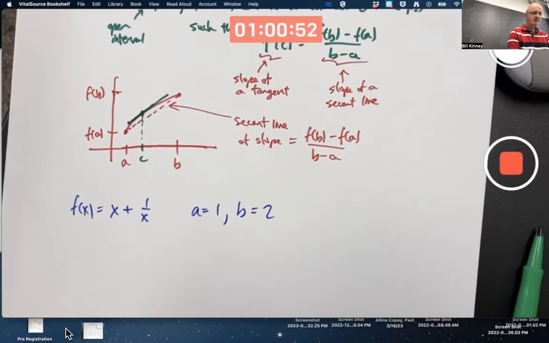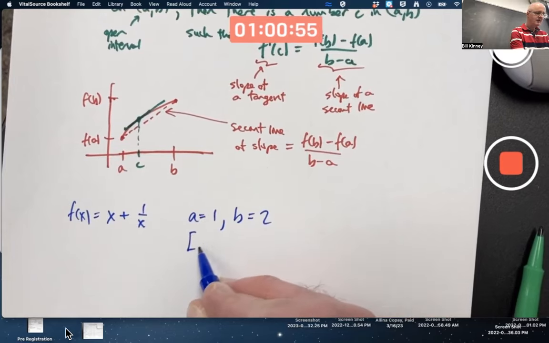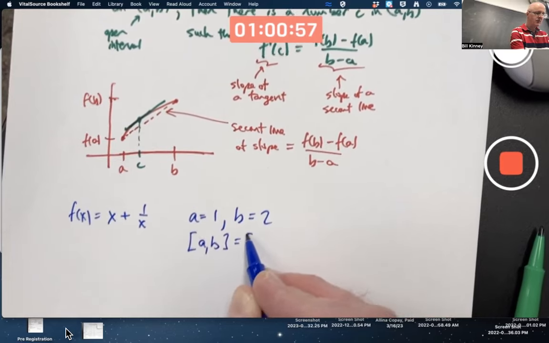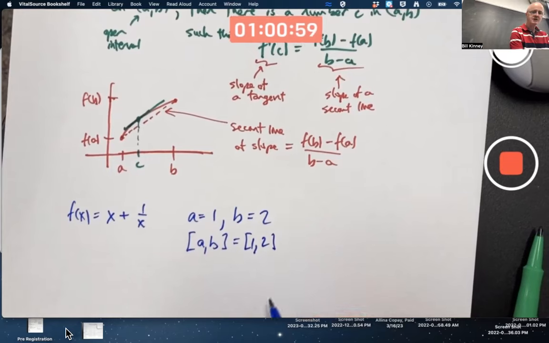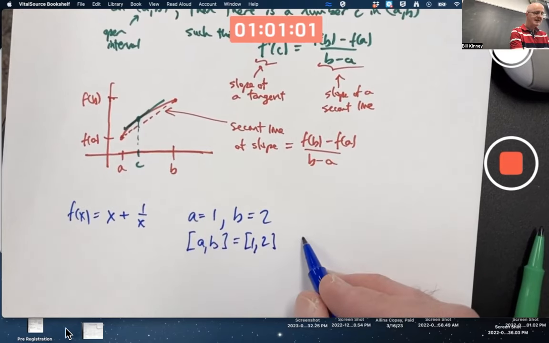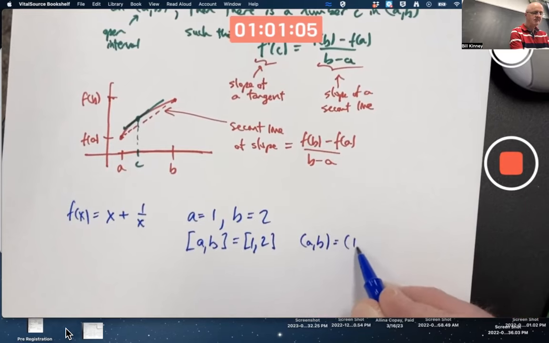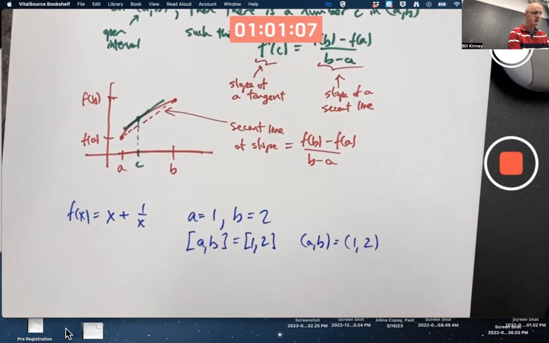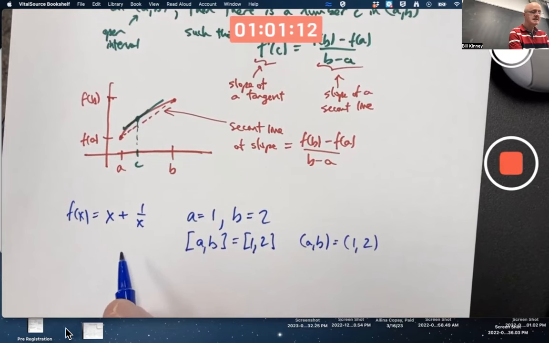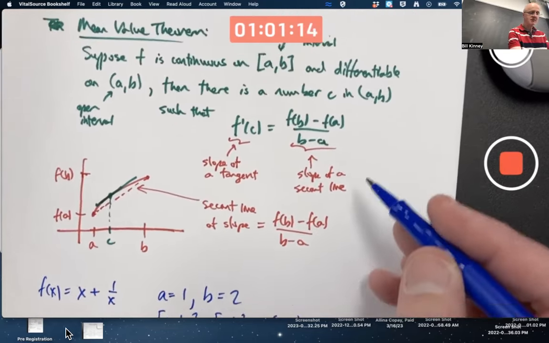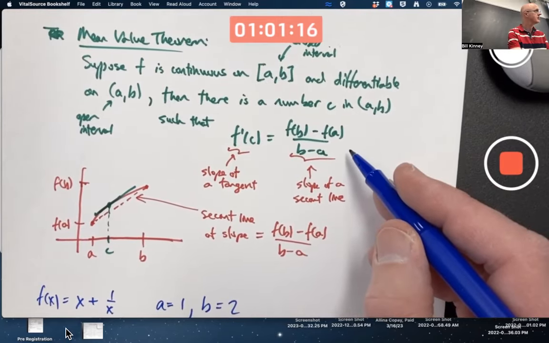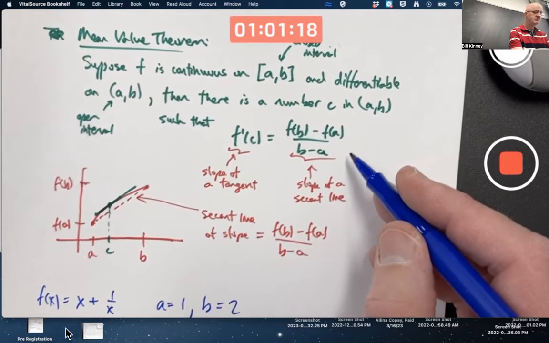According to the theorem, on the interval from 1 to 2, if the function is continuous, which it is, and if I consider the open interval from a to b, on which the function is differentiable, which it is, because this function is continuous and differentiable if x is strictly positive, I can say there's a number c between 1 and 2 where this equation is true. Let's see if we can find it.